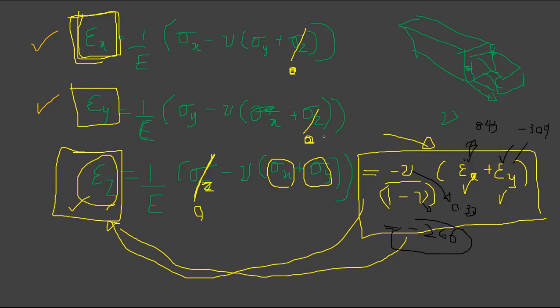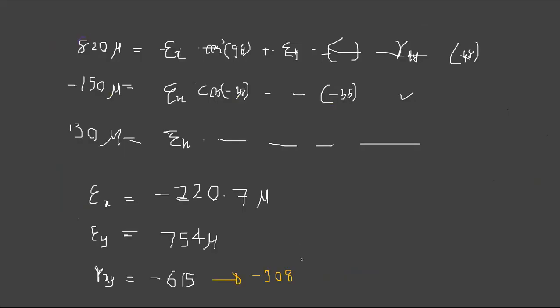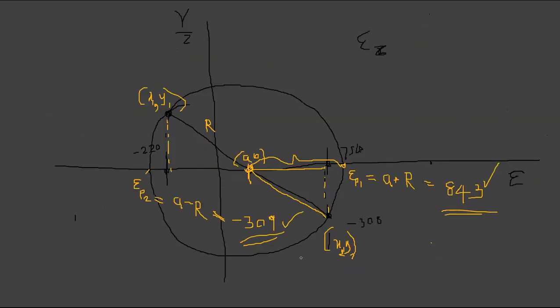This is the out of plane principal strain, right? These are the in plane principal strains, right? These are the planes where the shear strain is 0, right? So now it's done, right?